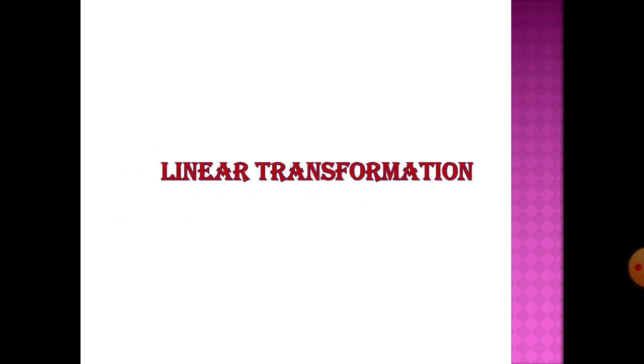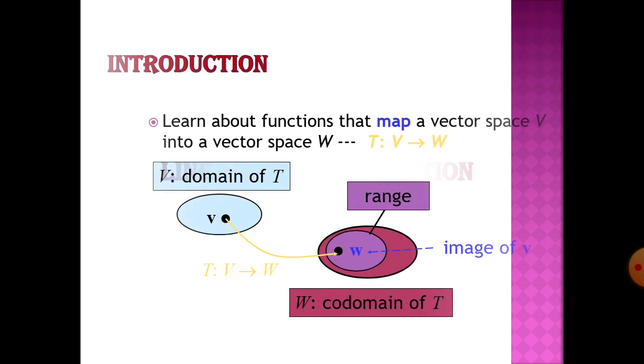Today we discuss linear transformation and a theorem based on it. First we see the introduction. Learn about functions that map a vector space V into a vector space W, that is, T is a function from V to W. Here V is the domain of T and W is the codomain of T. Another name for the range of T is the image of V. These representations are shown in the diagram.